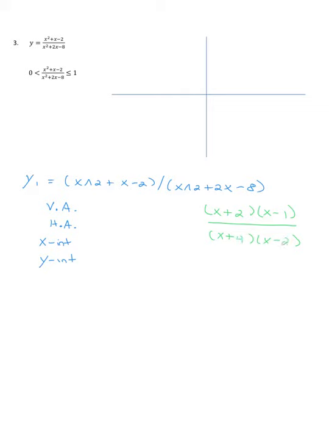Meaning, the vertical asymptotes are negative 4 and positive 2. The horizontal asymptote, again, is 1. The x-intercepts are negative 2 and 1. And my y-intercept is positive 1/4. Let's mark all this stuff on the graph.